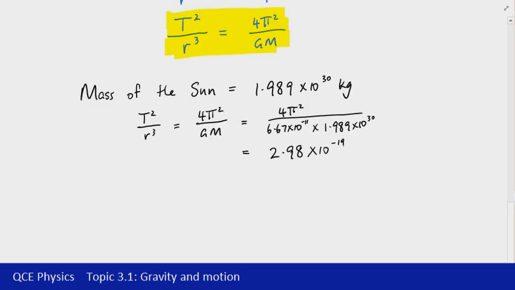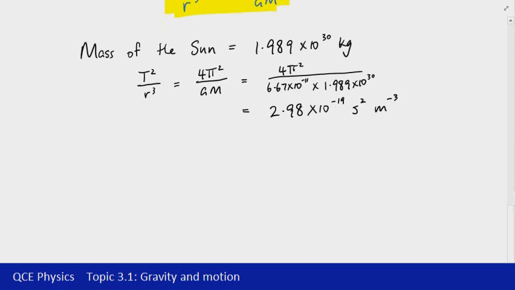Now the units here we can figure out if we go all the way back to what T squared on R cubed would be. T would be measured in seconds, so T squared would then give us seconds squared. The distance R would be measured in meters, so R cubed means that we've got per meter cubed. So there's the value of T squared on R cubed if we consider the mass of the Sun.